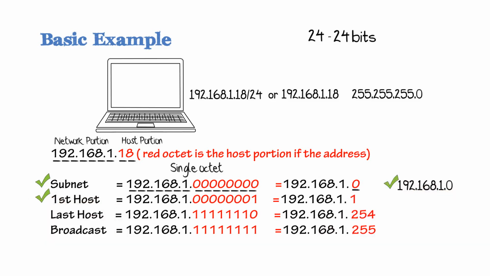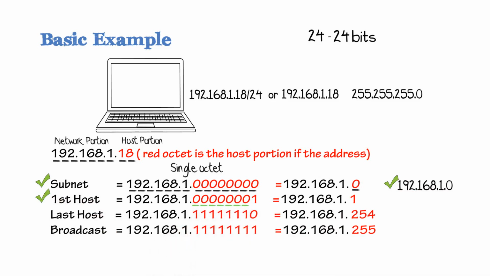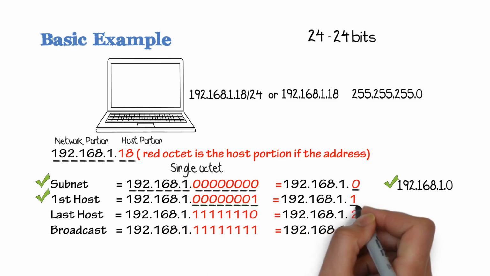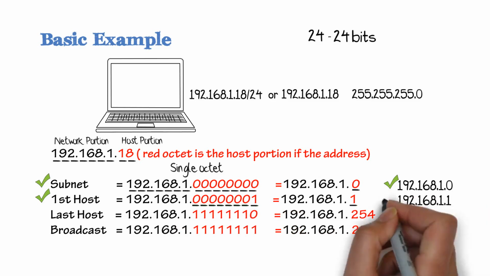To get the first host in the subnet, you fill the host portion of the address with binary zeros except for the last bit, which you make binary 1. So an octet once again is 8 bits. So there are 7 binary zeros followed by a single binary 1. Converting that back to decimal, you get 1. So the first host in this subnet is 192.168.1.1.